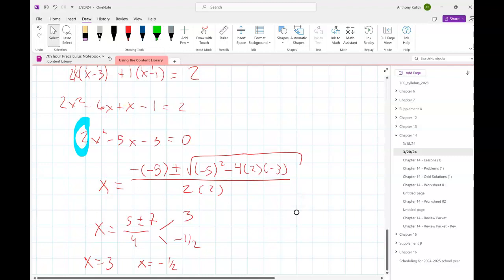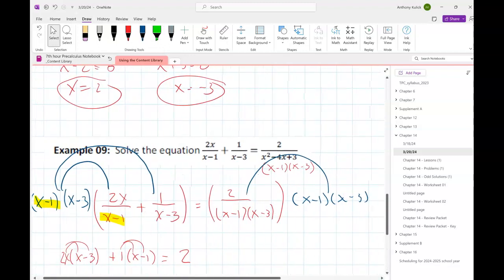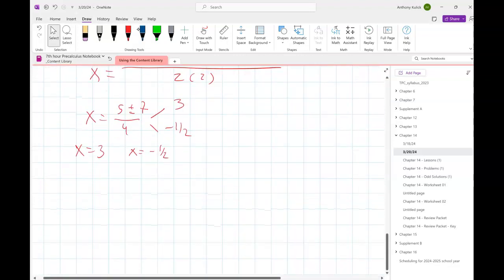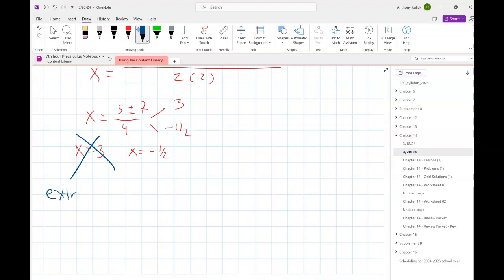I need to check. So going back to the original equation, if I plug 3 into x minus 1, do I get 0? If I plug 3 into x minus 3, do I get 0? 3 minus 3 isn't 0? Yes, it is. I'm stopping right here. As soon as it happens once, once is enough. I don't care if it happens more than one time. I go back and I cross out x equals 3. That can't happen. When I cross these out, they're called extraneous solutions.